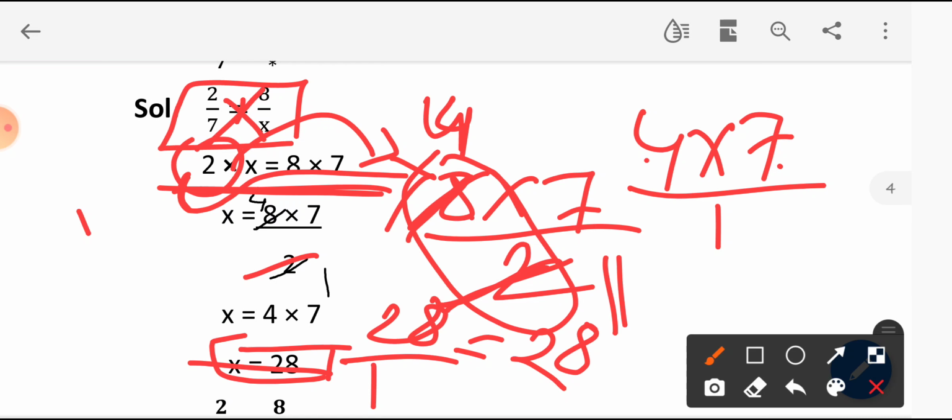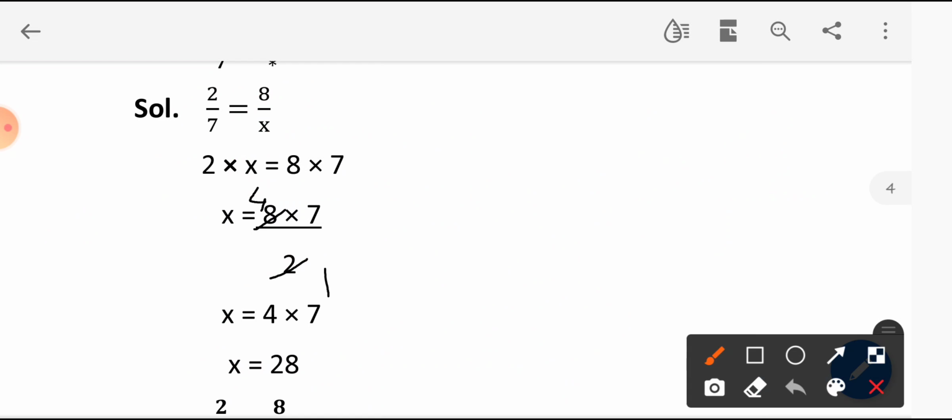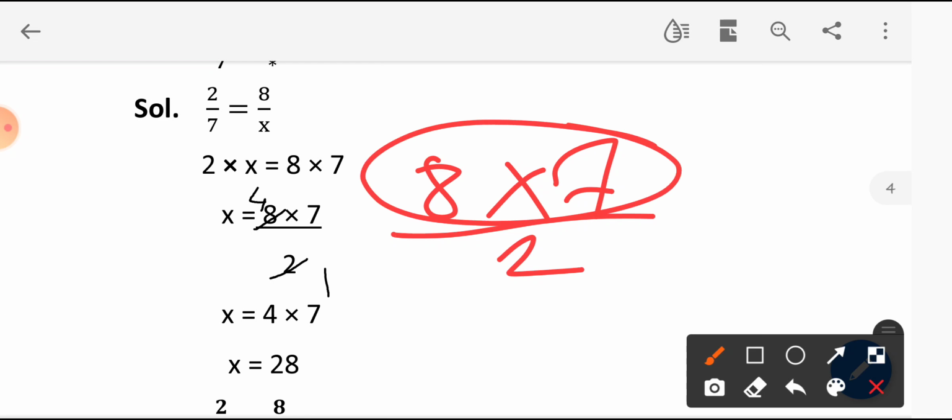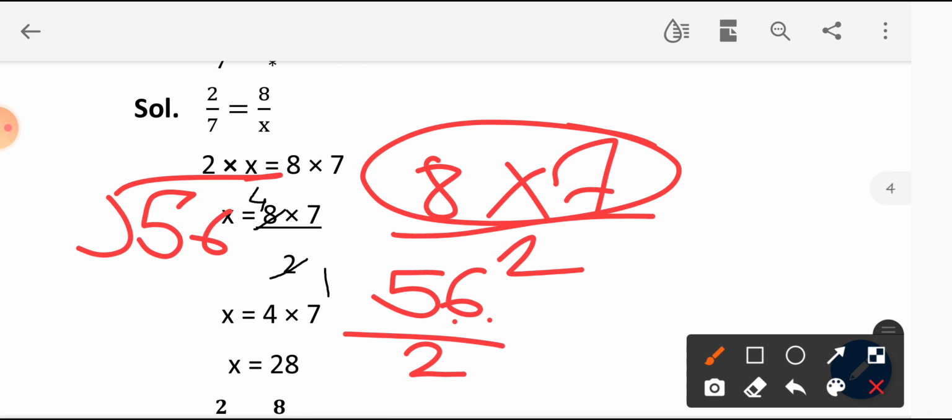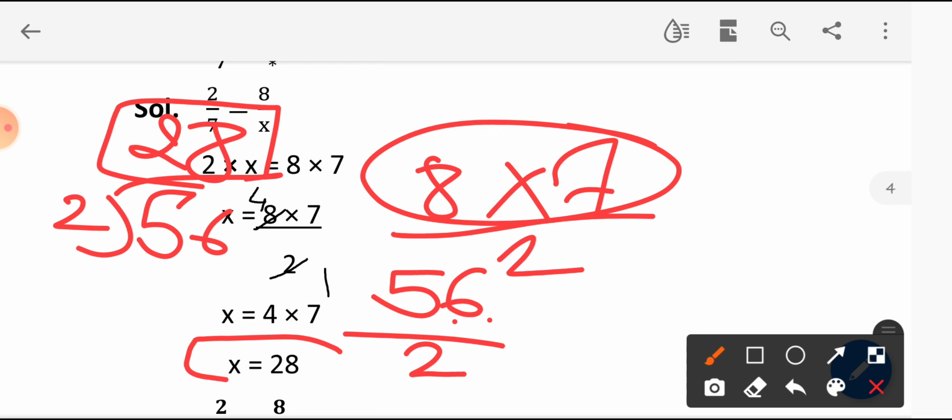Or the second method is without cutting: 8 by 7 into 2. First you can multiply 8 into 7. 8 sevens are 56 upon 2. And what is the meaning of 56 upon 2? It means you have to divide 56 by 2. If you divide, you will get the answer as 28. So you can use any method as you like, as this method will take less time. That's why we have directly divided here, without multiplying, to find the answer.